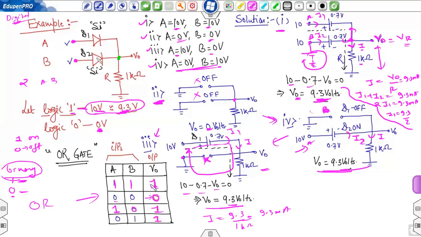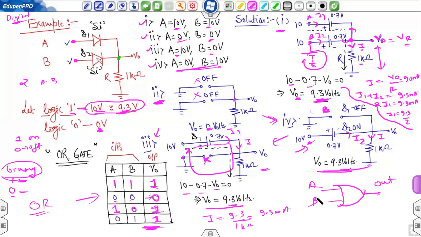If both inputs are 1, the output is 1. And if any one of the inputs is 1, the output is 1. So this is how you design logic gates. This is the symbol of the OR gate, with input A, input B, and this is the output. And this is the behavior of the logical OR gate.